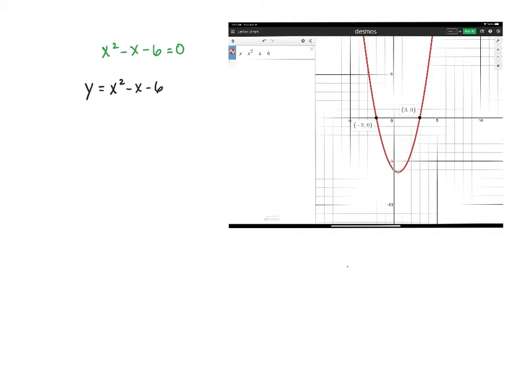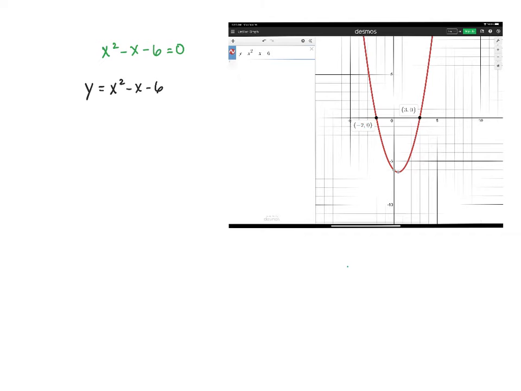But the question is, what is the x value? Remember this green equation that makes it equal to 0. And I've just touched my graph at these 2 points because, hey, those are the x-intercepts of the graph.